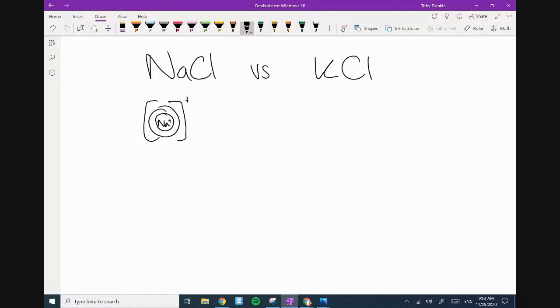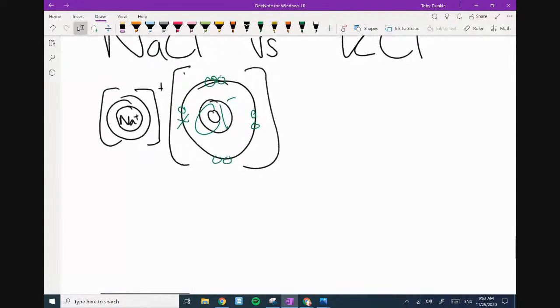And then we've got chlorine with 3 shells, and that one's now ballooned in size. It's massive. Yeah, there's chloride with its extra electron in the outer shell from sodium. There we go. Dot and cross Lewis.